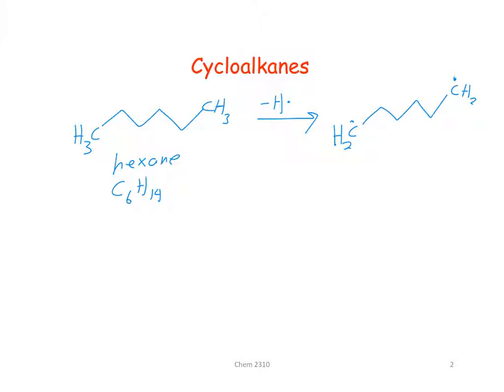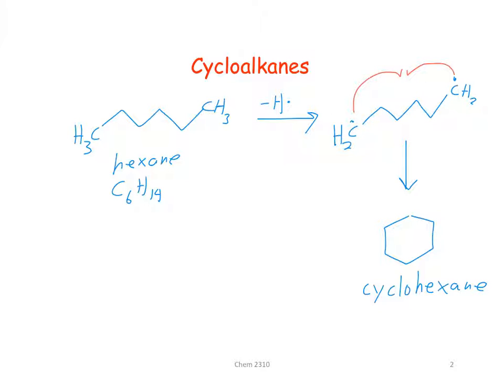Now what we could do is take these 2 electrons and use them to form a new bond. If we do that, we have 6 carbons. We're going to make this into a cyclic structure like this. Because it's still a hexane, but it's in a cycle, we're going to call this cyclohexane.